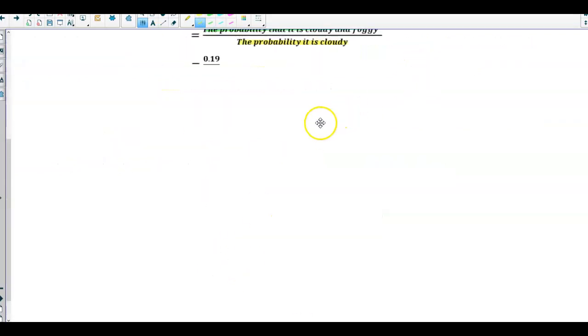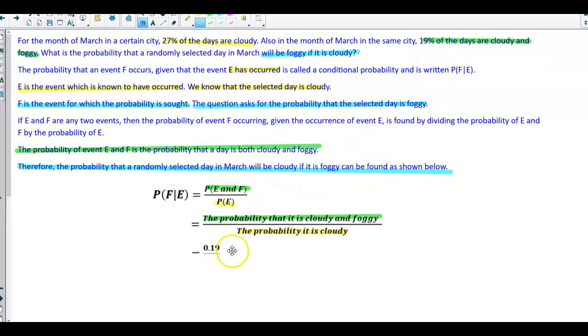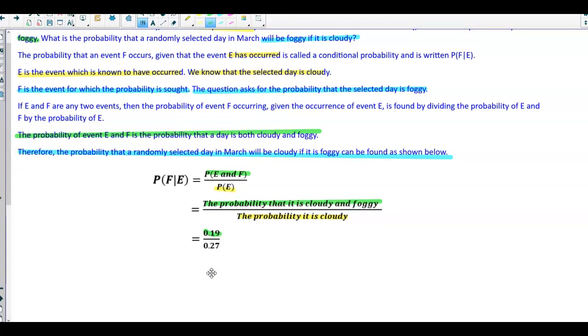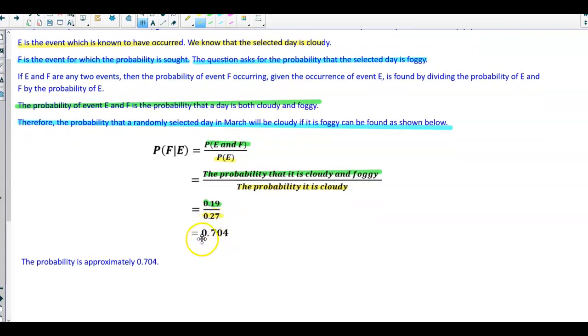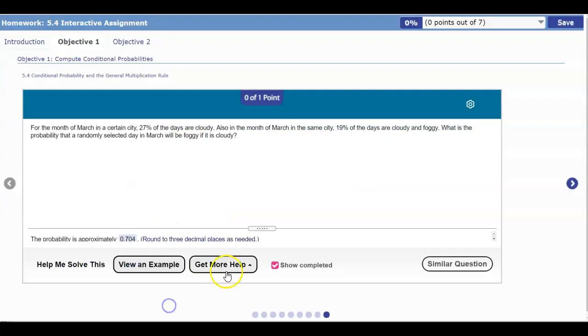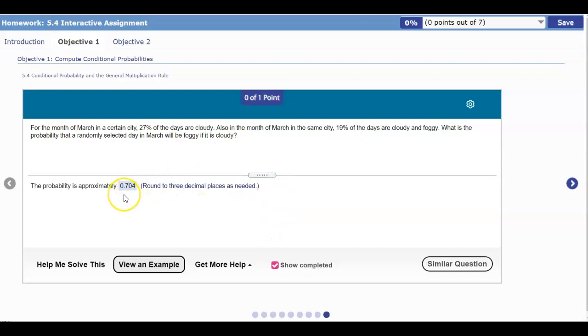Converting 19% to a decimal is 0.19. That represents the probability that it is cloudy and foggy. Then we're dividing it by the probability that the event has already occurred, that it is cloudy, and 27% as a decimal is 0.27. Taking 0.19 and dividing it by 0.27 gives us a decimal rounded to 3 decimal places, 0.704. So the probability is approximately 0.704. Let's go ahead and check our result. If we take a look at our result, we will see that the answer is 0.704.